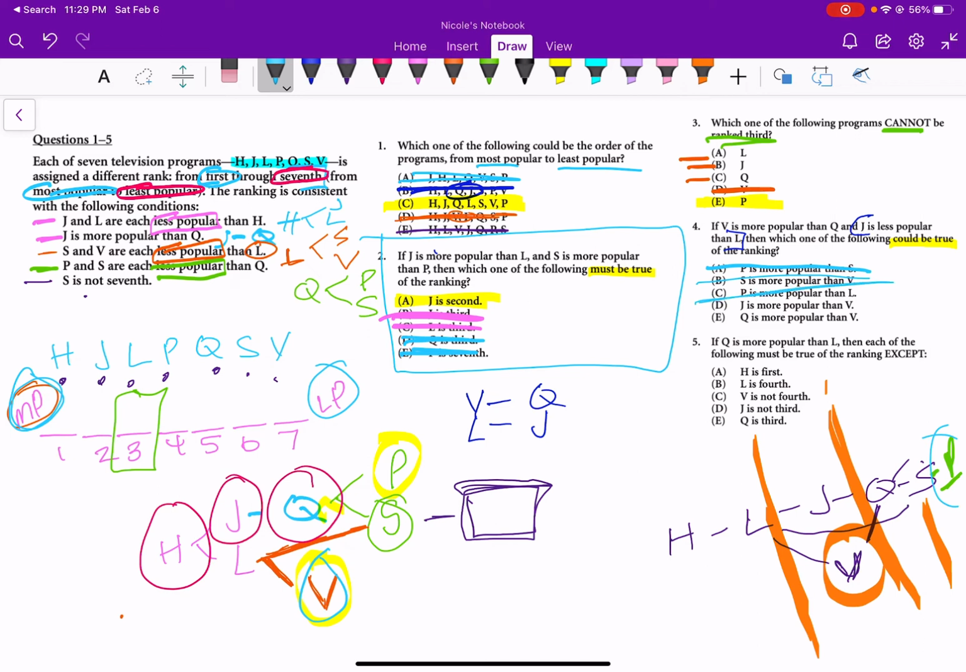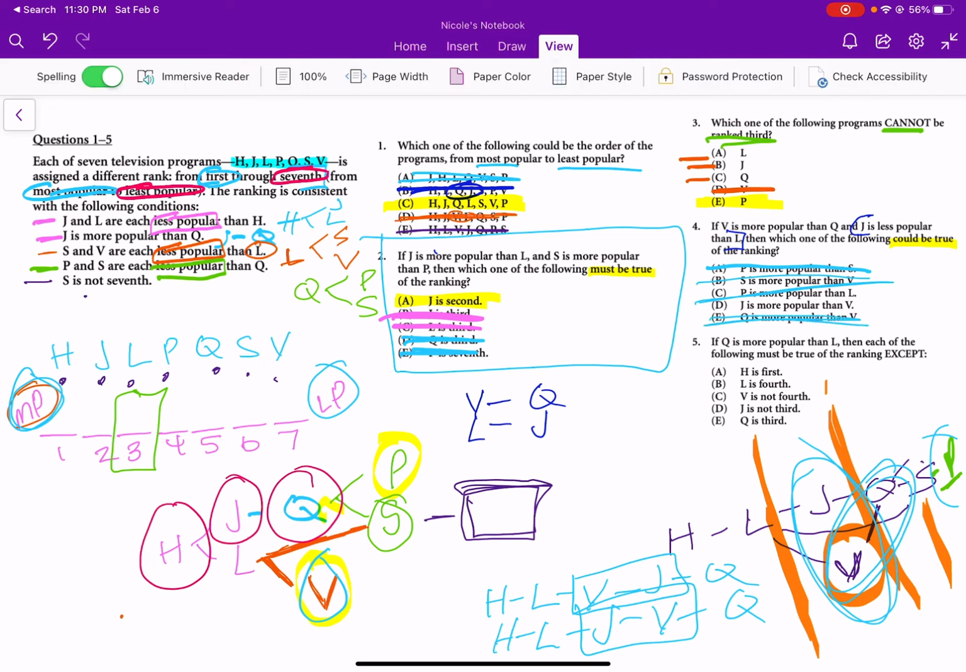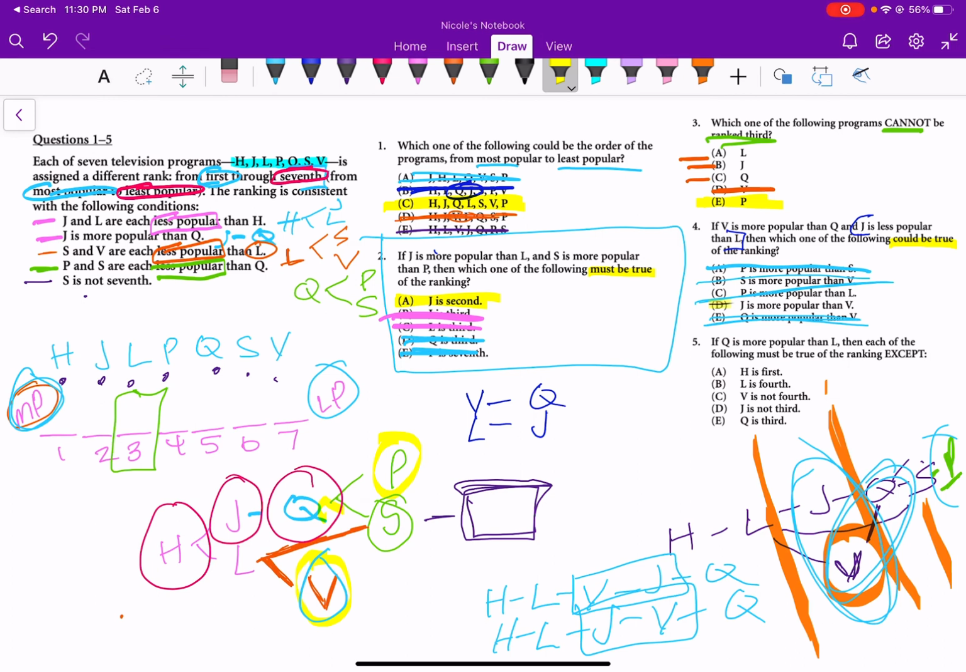J is more popular than V? Yes, this is what could happen because there's no relationship between J and V. It could either go H, L, V, J, Q, or it could go H, L, J, V, Q. So these can both be switched at any time. And then E, Q is more popular than V? No, V has to be more popular than Q in this game, so we can cross that off. And that's why D is going to be our answer.